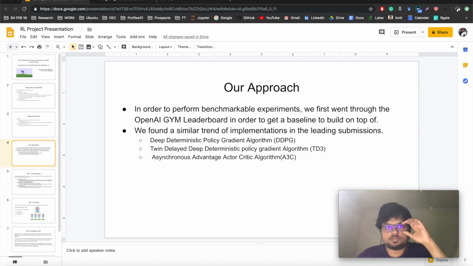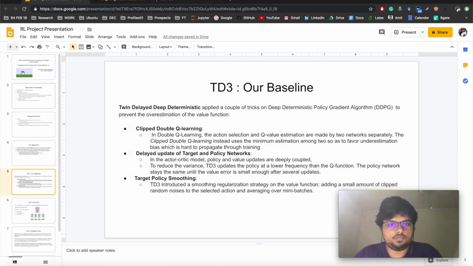The approach we took was first to go over existing algorithms that are dominant in the OpenAI leaderboard. We found that the DDPG algorithm, the TD3 algorithm, and the A3C algorithm were dominant. We took the TD3 algorithm as our baseline.